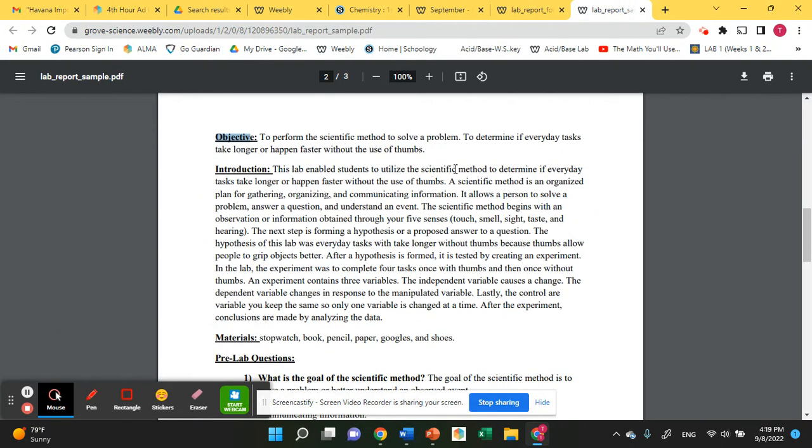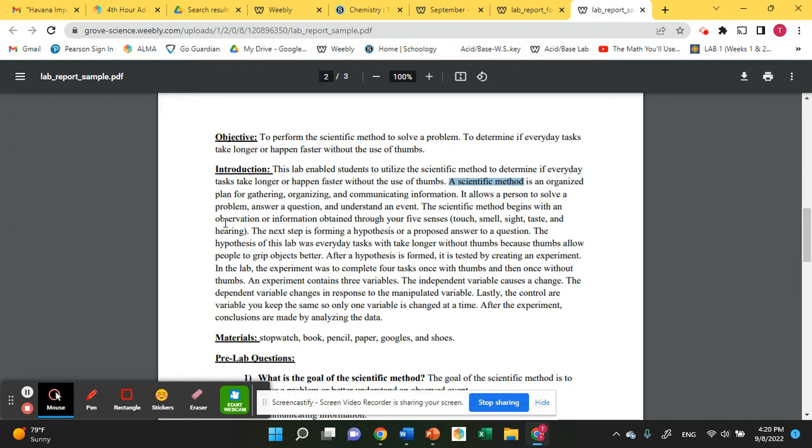I said I was talking about the scientific method. So if I'm doing this, I need to know prior knowledge on what the scientific method is. I describe it as an organized plan for gathering, organizing, and communicating information. It allows a person to solve a problem, answer a question, and understand an event. And then I go on to describe it.